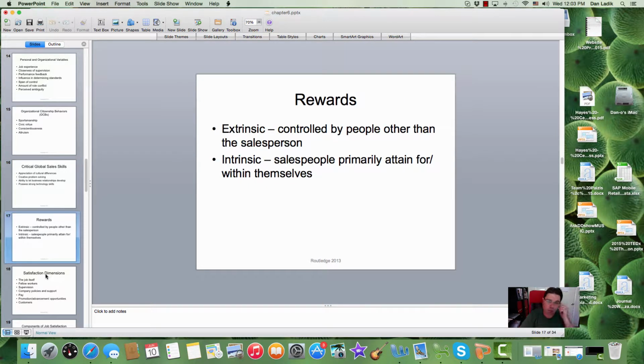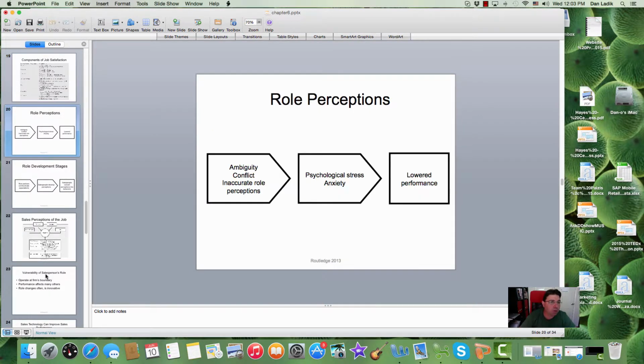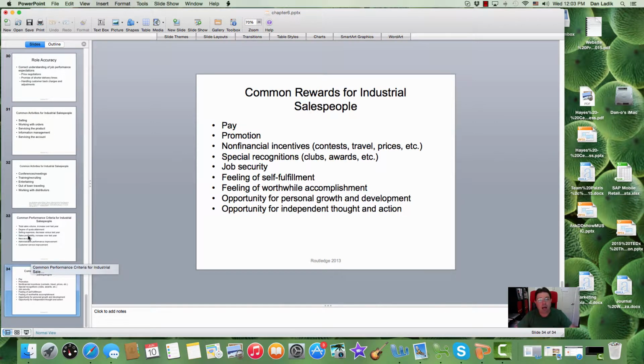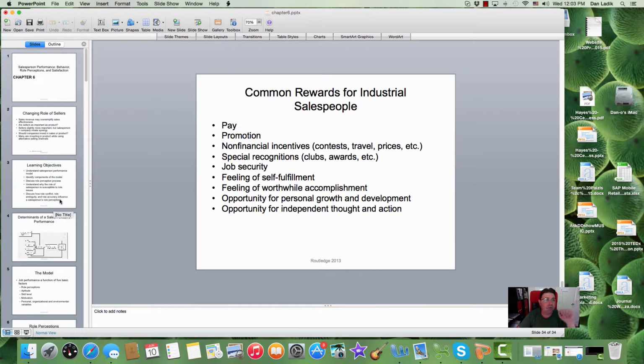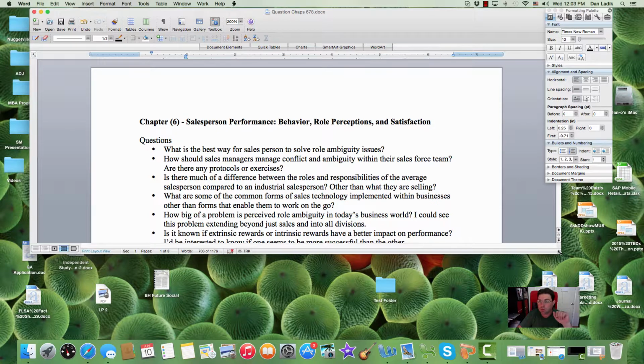Okay? There are a number of questions that we're going to get to about intrinsic and extrinsic rewards. There are two buckets, and extrinsic certainly outweigh intrinsic by any stretch of the imagination. So we'll get to that. Satisfaction, self-explanatory, role perceptions. I think that's all I wanted to highlight specifically here on the slide. So let me get to your questions for Chapter 6. Ready?